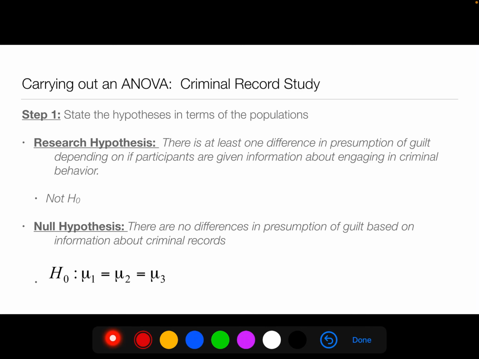So, step 1, we're going to state the hypothesis in terms of the population. For ANOVA, because there's a whole bunch of different ways that there could be a difference, we're going to say there is at least one difference. And again, we want to make sure we're including what we're measuring and what we are manipulating so that we know what we are talking about.